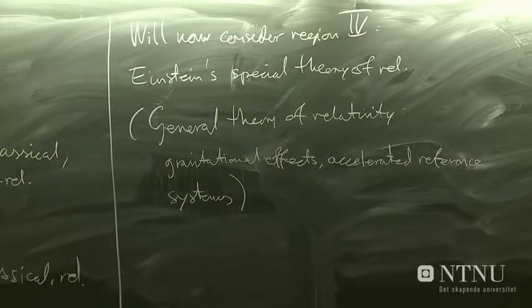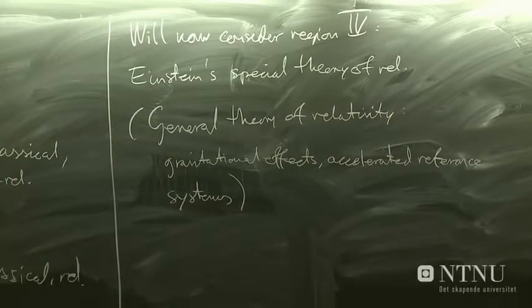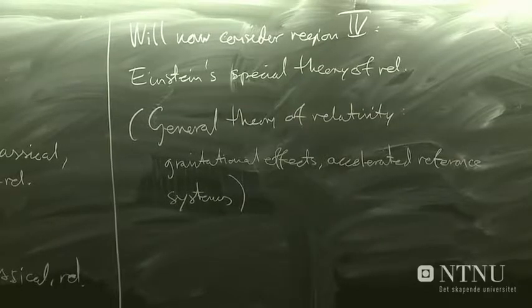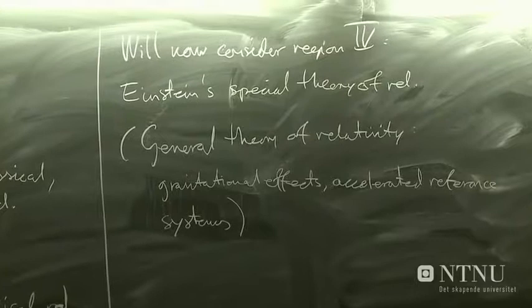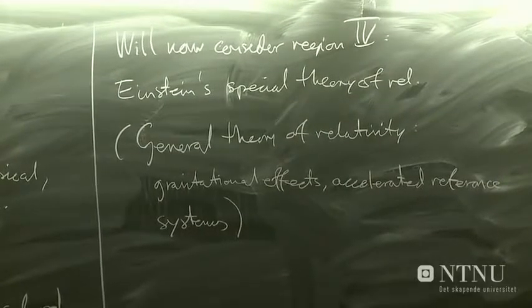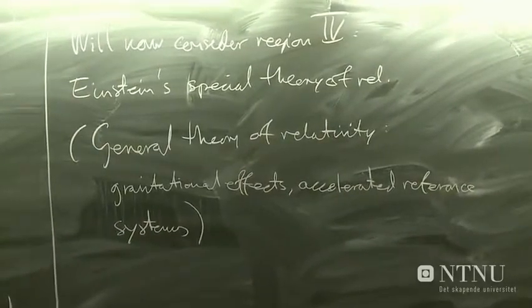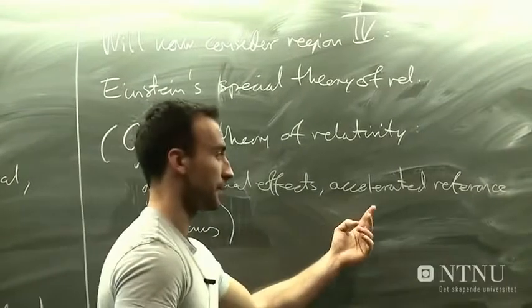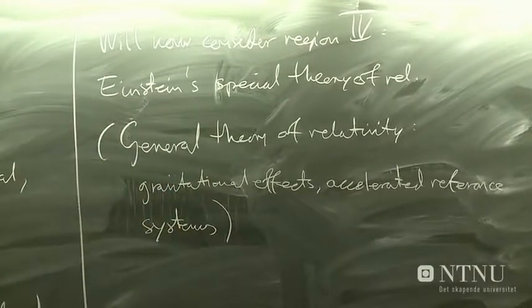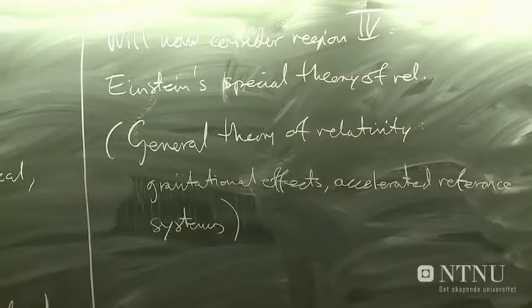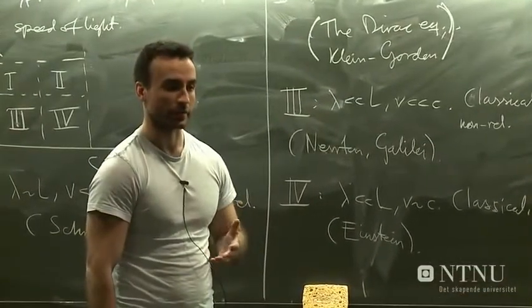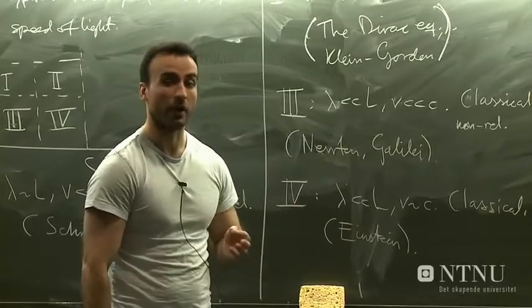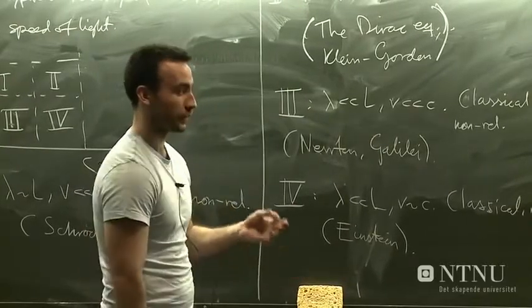Some of the main topics studied within the general theory of relativity are strong gravitational effects, which actually influence the homogeneity of space-time itself, and also accelerated reference systems. So in other words, within Einstein's special theory of relativity, we're going to concern ourselves with inertial systems, non-accelerated reference systems.